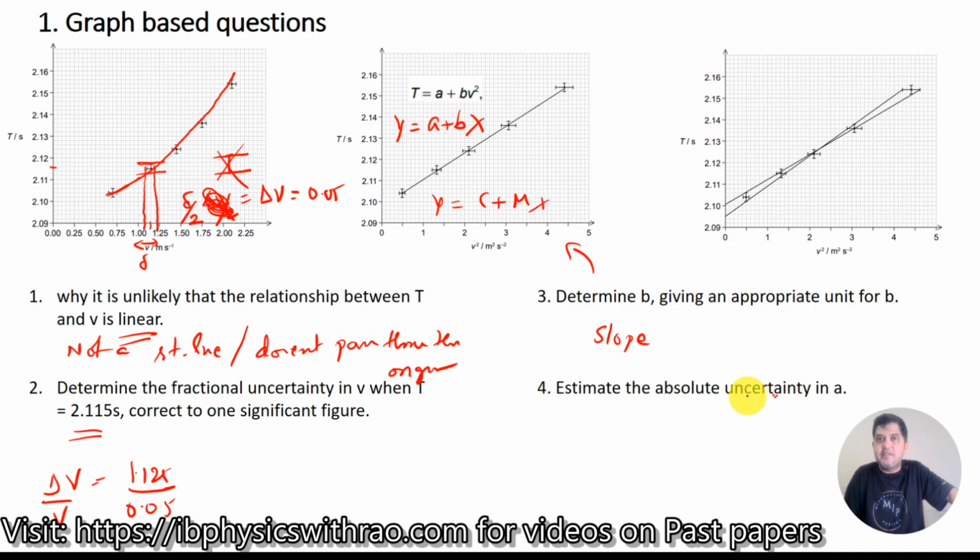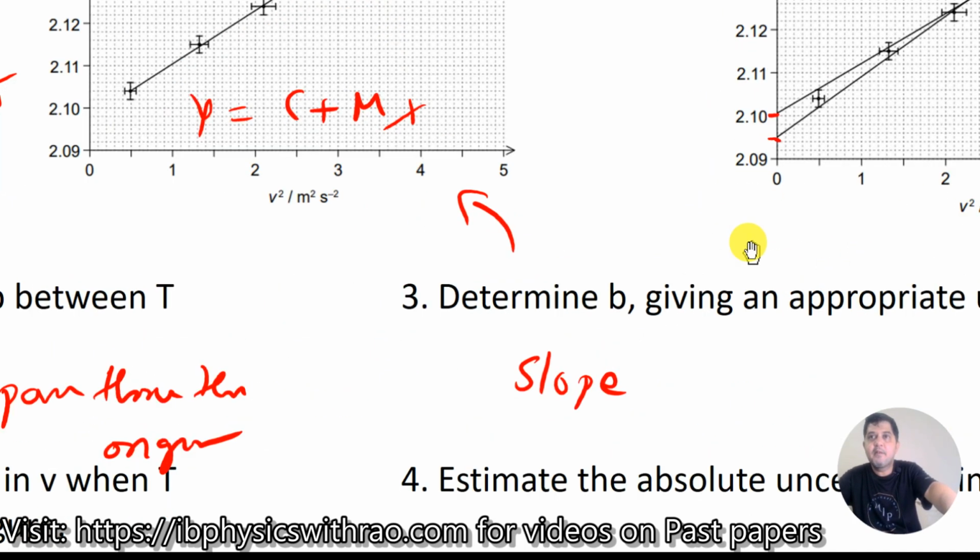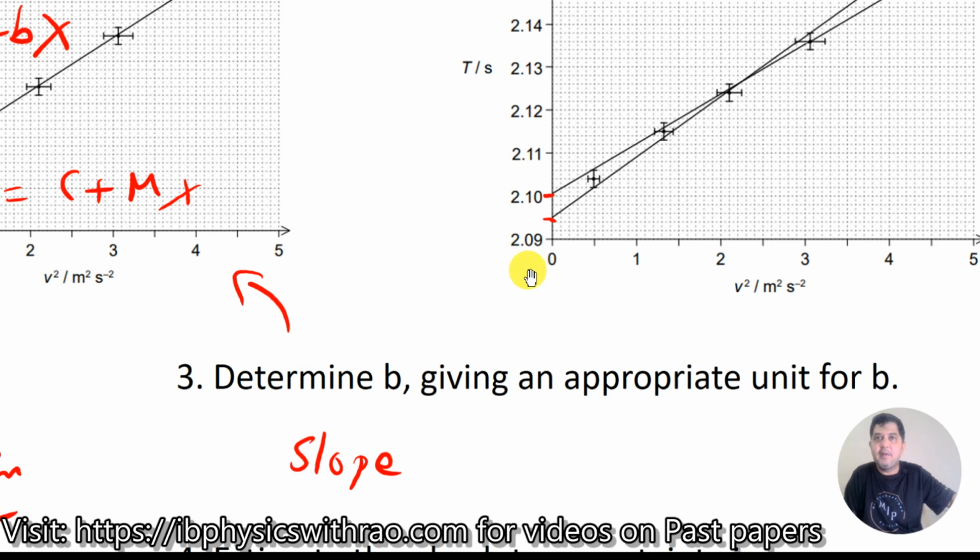Now absolute uncertainty. What is the uncertainty in A? A is the intercept over here. You get the intercept over here. Now what you do is you find out what is the point here, what is the point here. Once again, you get some point here. What is the value here? This is around, let us look at this, 2.11 to 2.12. There are 5 boxes, which means each box would be 0.002.